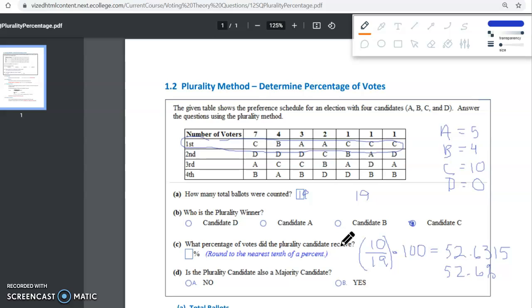They got the majority. Is the plurality candidate also a majority candidate? Well, yes. Anyone who gets over 50% of the votes, and 52.6% is definitely over 50%, is a majority candidate. So that is yes.